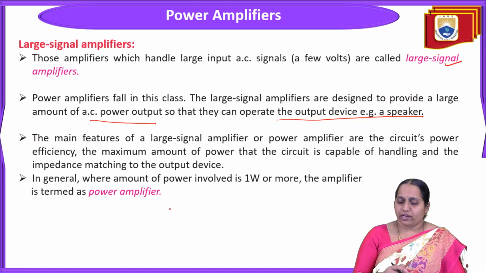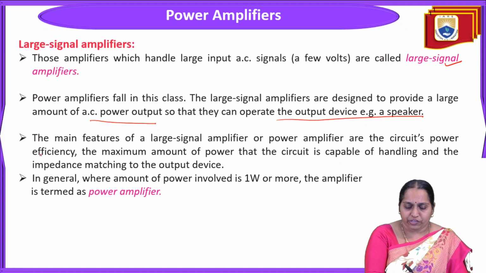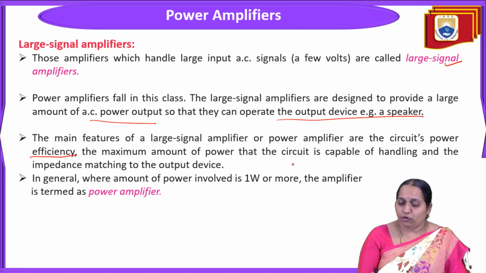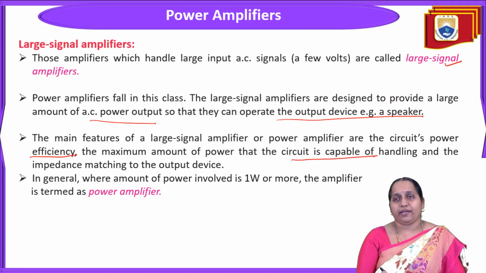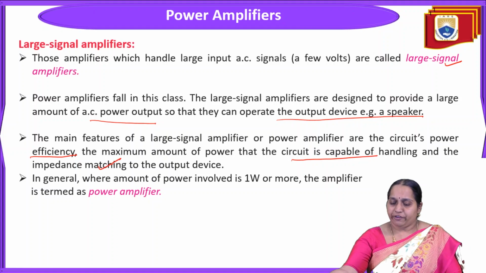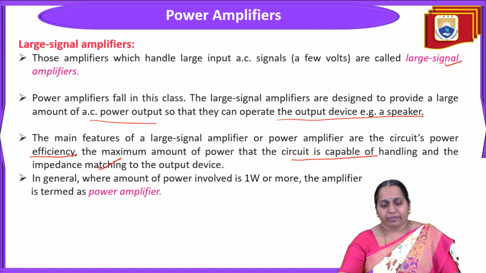So the main features of a large signal amplifier are, first, efficiency. Then, what is the maximum amount of power that the circuit is capable of handling. And finally, impedance matching. These three are the main features of a large signal amplifier.